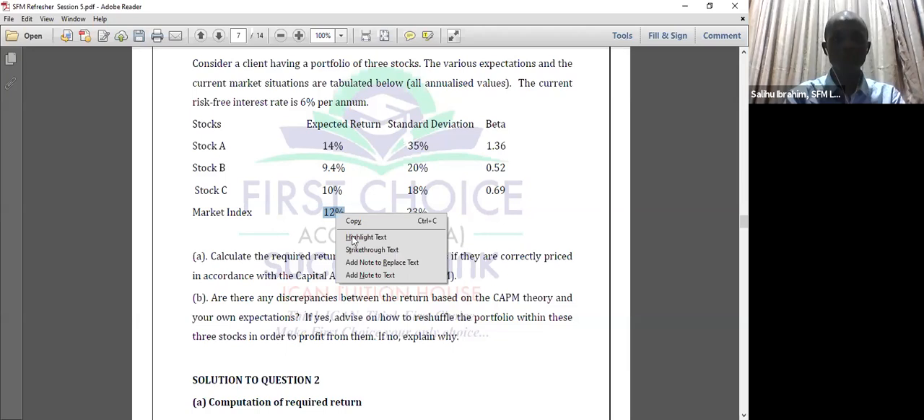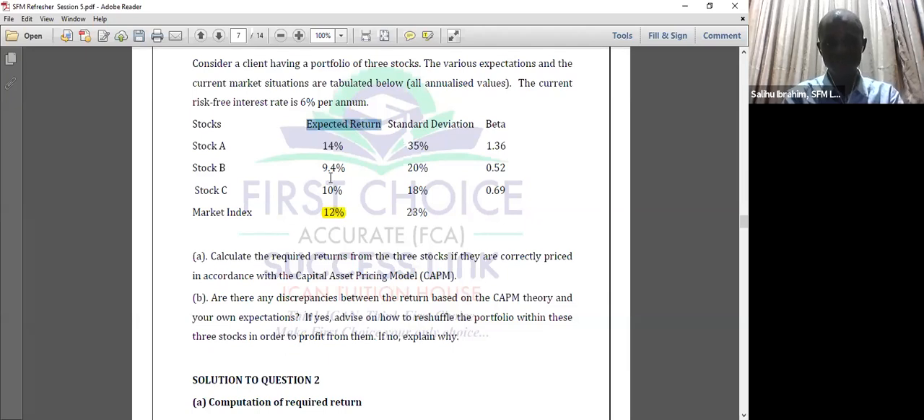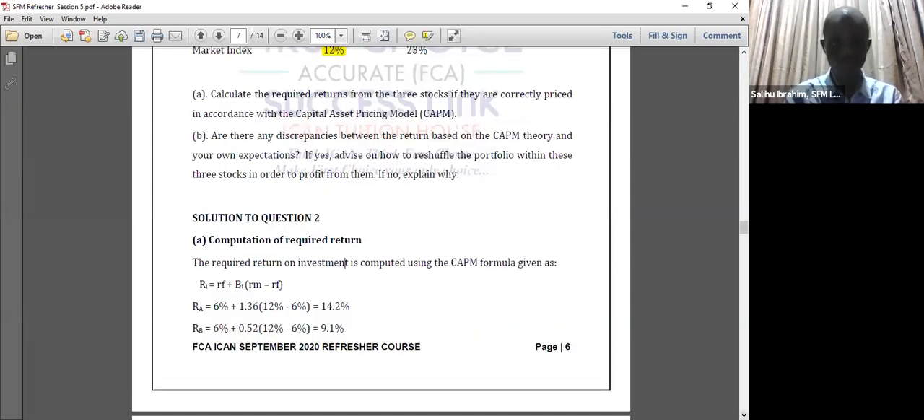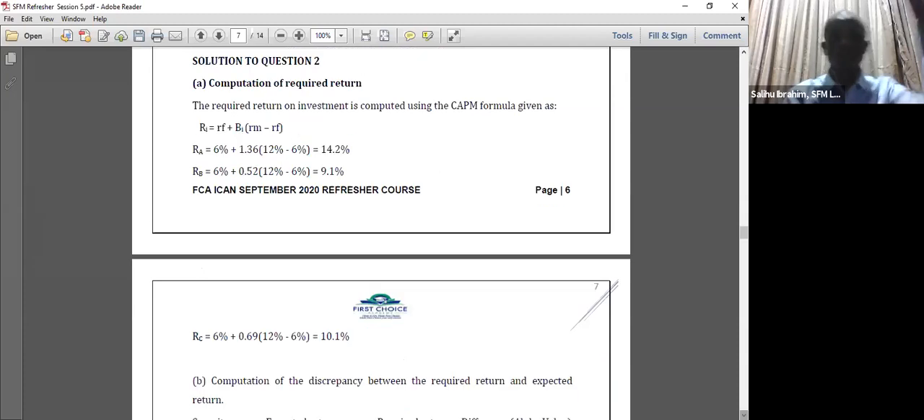You can see it, 12%. That is the market index given to you. The return on the market is what? You can see it. So that's what we're going to pick. Just come here, straightforward. It's not difficult. If you understand the principle of portfolio theory, it's not complex. It won't waste your time at all.